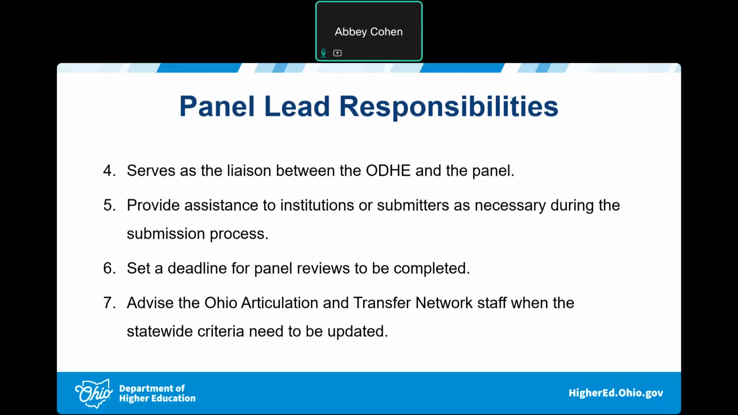The panel lead will provide as much assistance and/or clarification as possible on behalf of the panel to help institutional submitters improve their submissions. The sixth responsibility is that panel leads are responsible for setting a deadline for panel reviews to be completed. This date will be earlier than the OATN deadline because the panel leads will need time to summarize and set up further discussion when necessary.